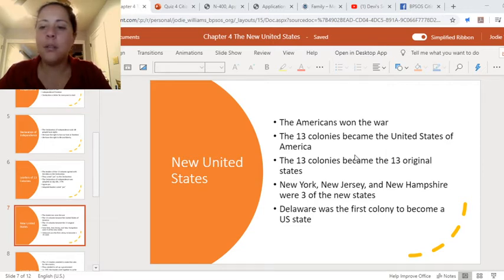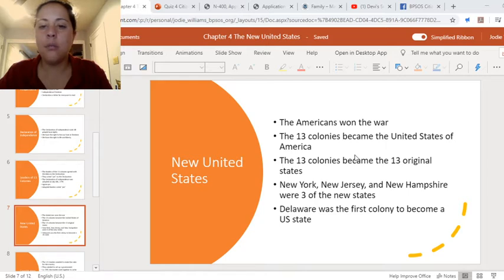The 13 colonies became the United States of America. The 13 colonies became the 13 original states. New York, New Jersey, and New Hampshire were 3 of the new states.